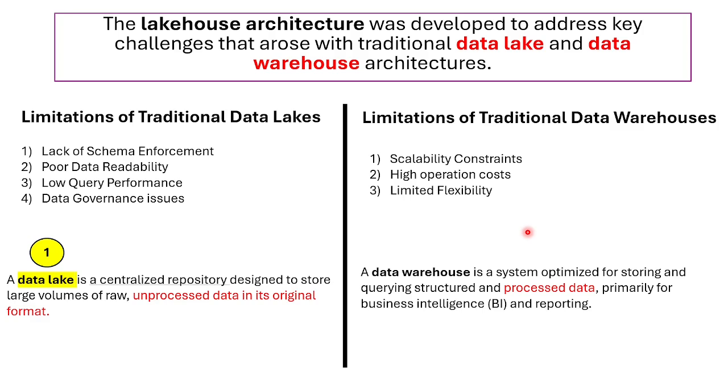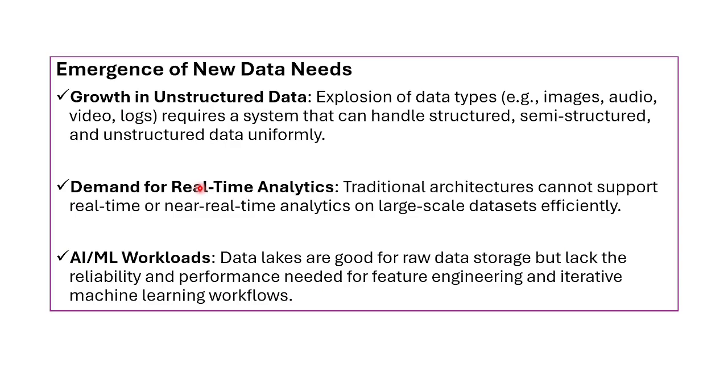Then to remove these inconsistencies with data warehouses came the concept of data lake. A data lake is a centralized repository that is designed to store large volumes of raw, unprocessed data in its original format. So with a data lake, you could essentially store unstructured as well as semi-structured data. But there were some limitations with traditional data lakes. The limitations were lack of schema enforcement, poor data readability, low query performance, and data governance issues.